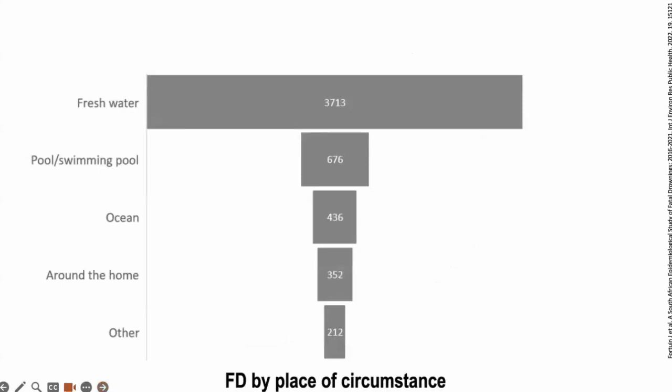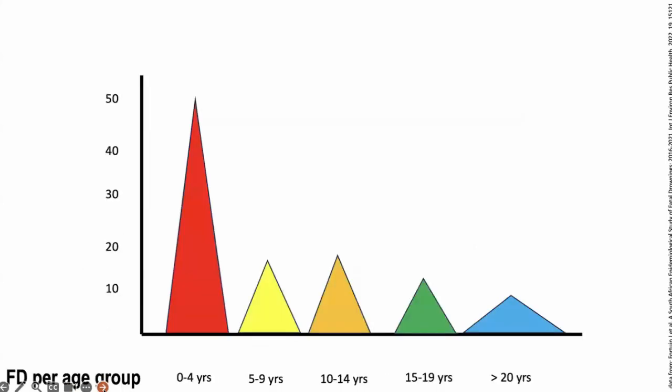So some other statistics from South Africa, the circumstances of the drowning. The bulk of them are fresh water. The next is swimming pools, the ocean, in and around the home, and other. In and around the home includes kiddies that will die in the bath or in a bucket of water or land in a puddle face down.